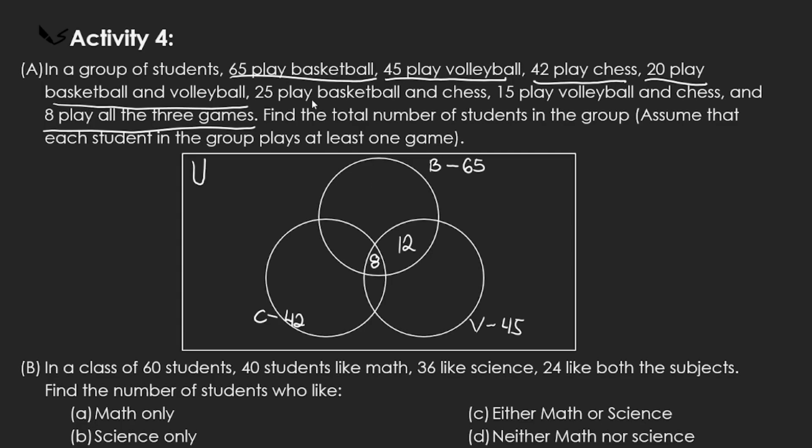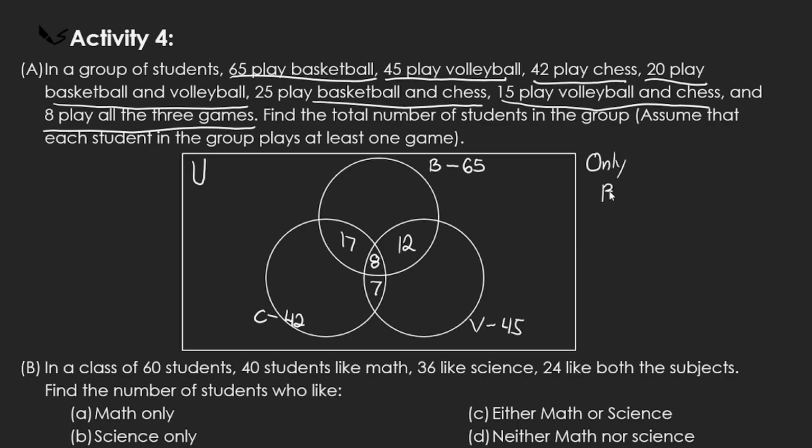Going with the same logic with basketball and chess, 25 take away 8, that gives us 17. And finally, the last overlapping circles, 15 play volleyball and chess, 8 of whom are already playing basketball. 15 take away 8, that gives us 7. We now have enough to answer the onlys.